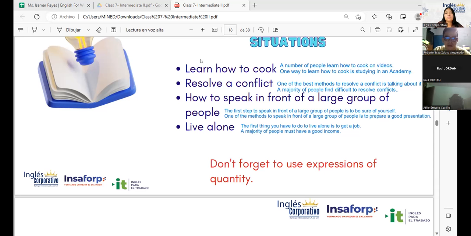Next, how to speak in front of a large group of people. The first step to speak in front of a large group of people is to be sure of yourself. One of the methods is to prepare a good presentation. And the last one: the first thing you have to do to live alone is to get a job. And a majority of people must have a good income.